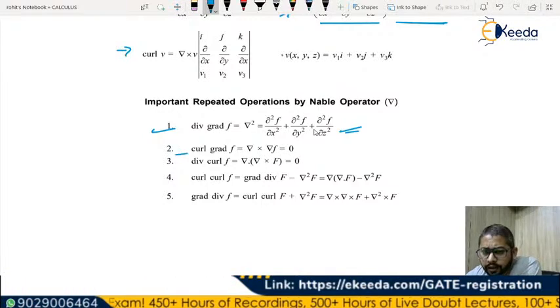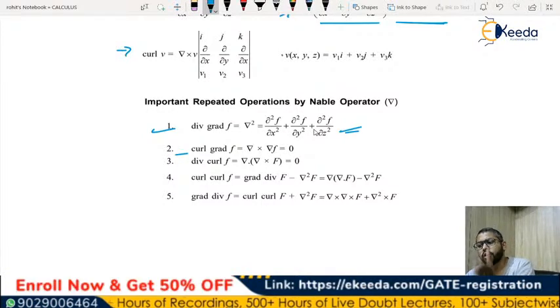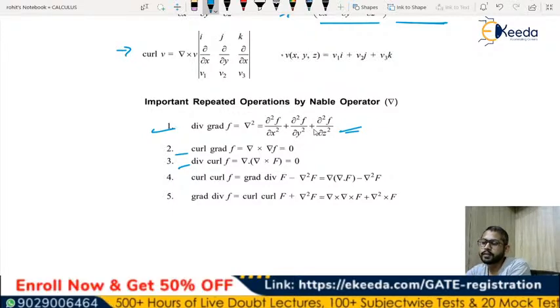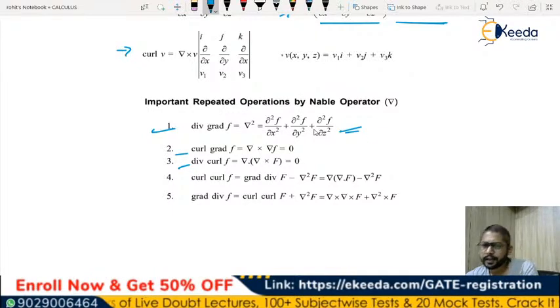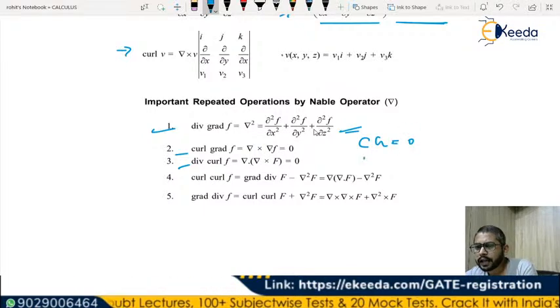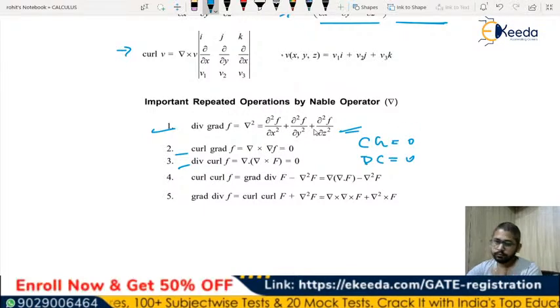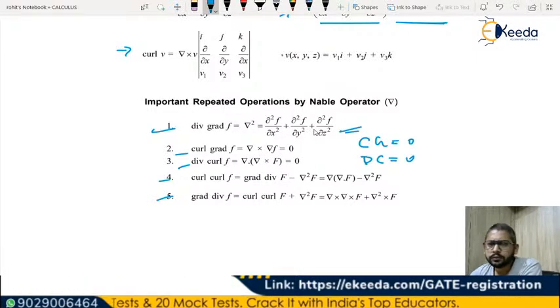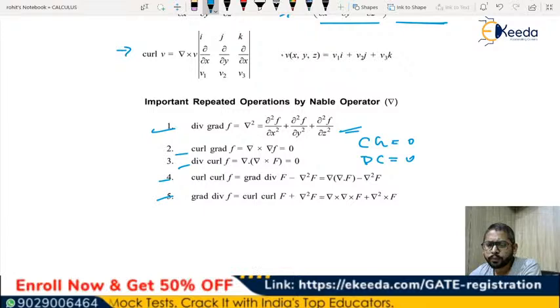Other than that, curl of a gradient is always 0 and divergence of a curl is always 0. So what I remember is CG is 0 and DC is also 0. Right? This and all can be used somewhere. We'll see some more terms, but afterwards.